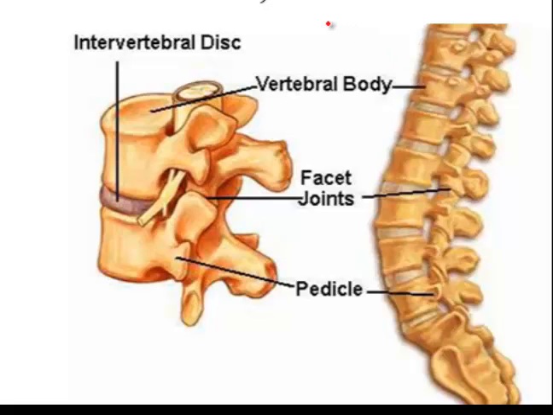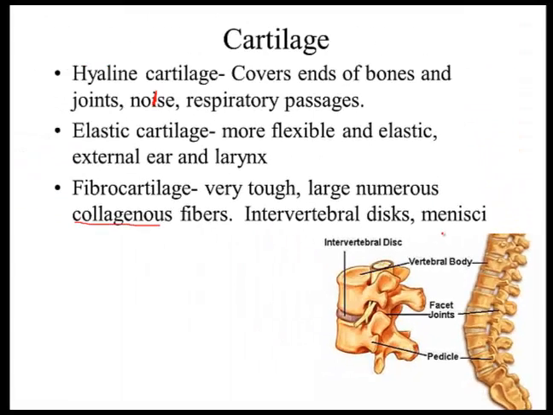Your menisci are also this type of cartilage. You have a meniscus in your knee, and that can sometimes get torn, but it helps to protect that joint because that's a very movable joint with a lot going on within there.